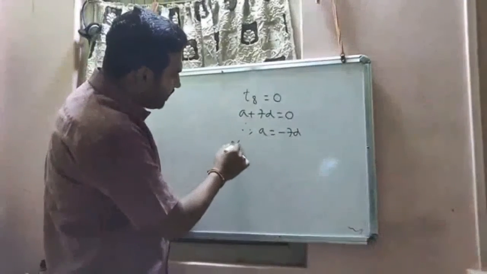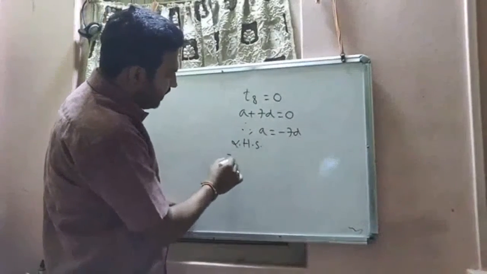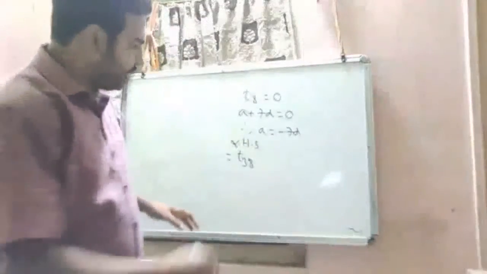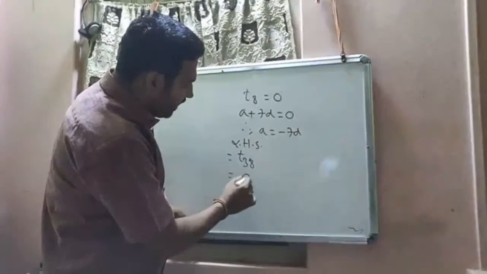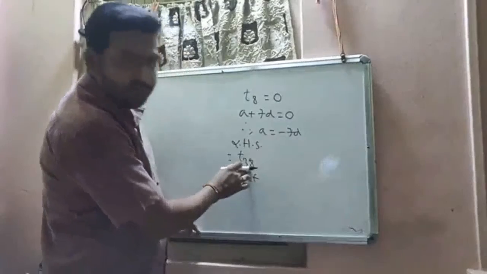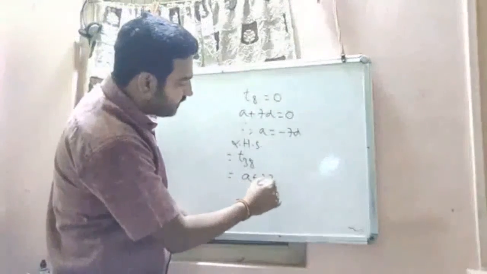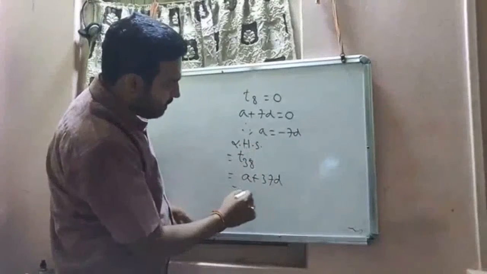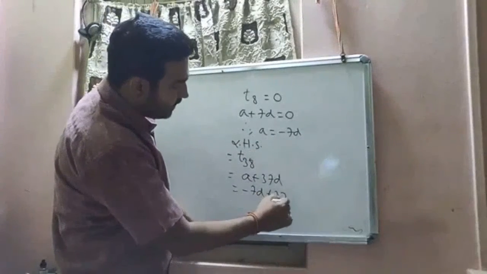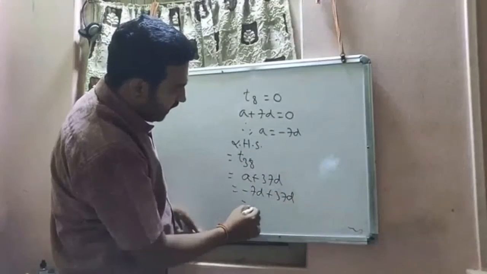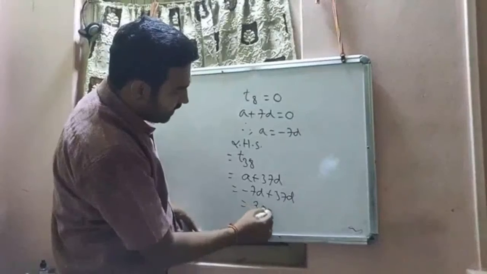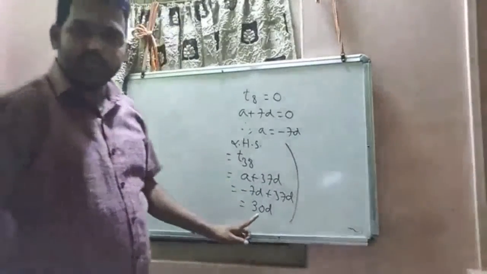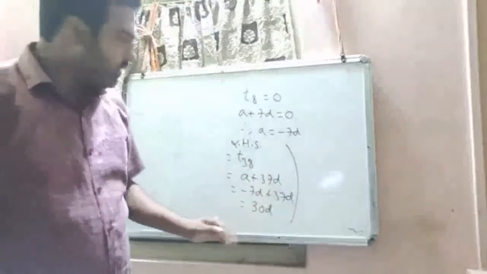Now let's find out the LHS. T38, the 38th term. Again I can write A plus 38 minus 1, that is 37 times D. Let me put A as minus 7D. So after calculation it becomes 30D. So T38 is equal to 30D.